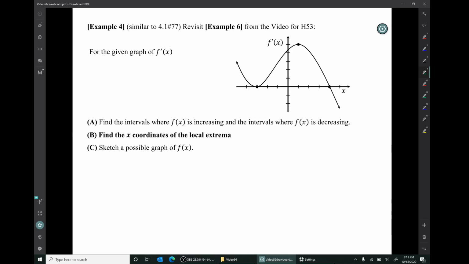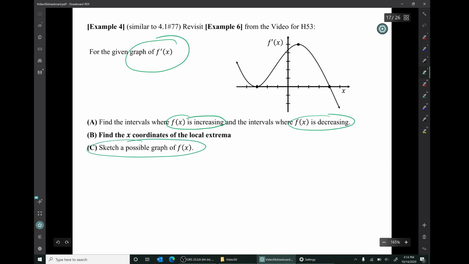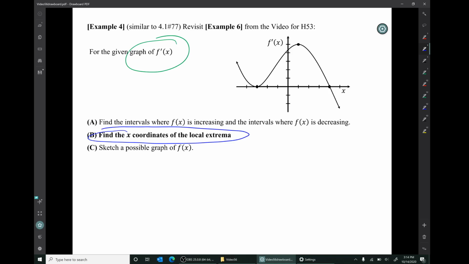Example 4. Let's revisit this example we did in the video for homework 53. In that video, we were given this graph of f prime, and we were asked to find the intervals where f was increasing and the intervals where f was decreasing, and we were asked to sketch a possible graph of f of x. What's new in this question today is I want to find the x-coordinates of the local extrema for f of x.